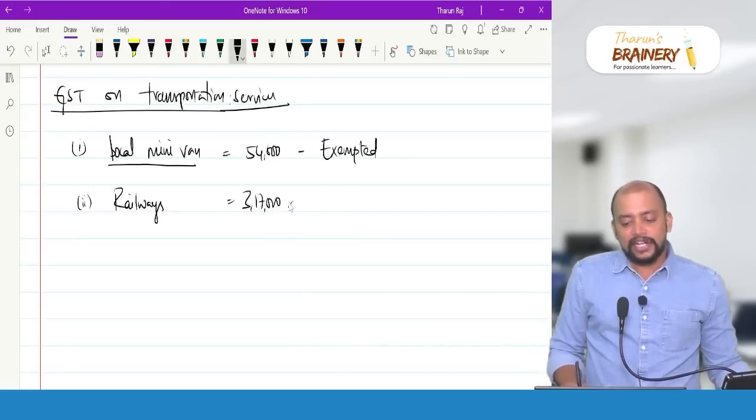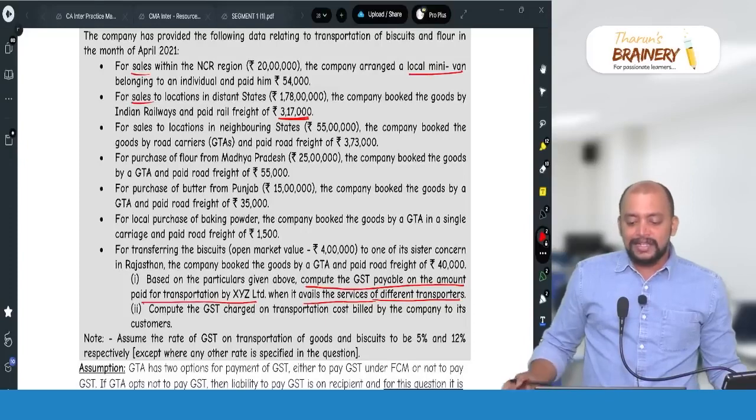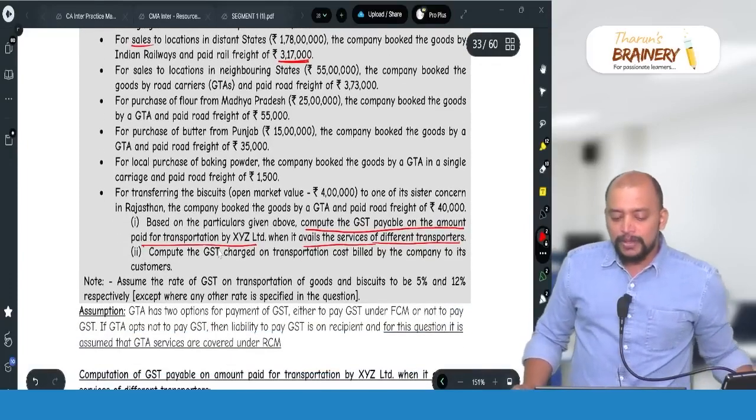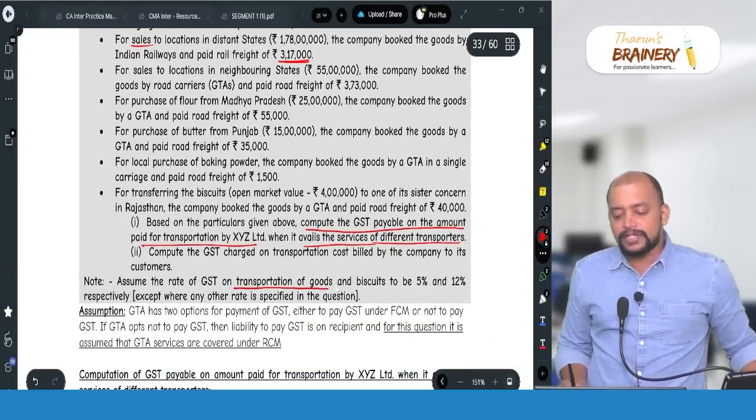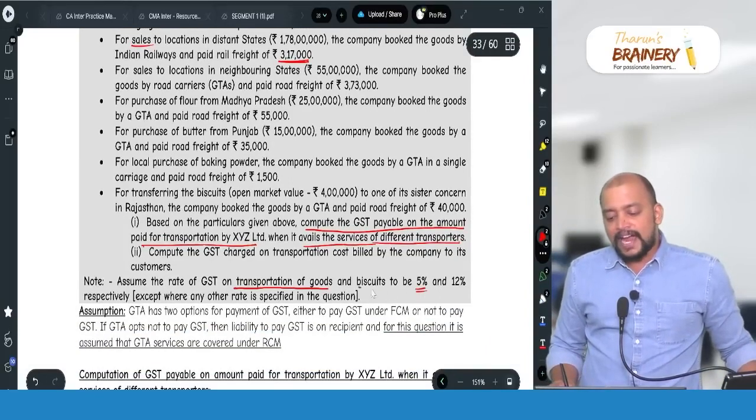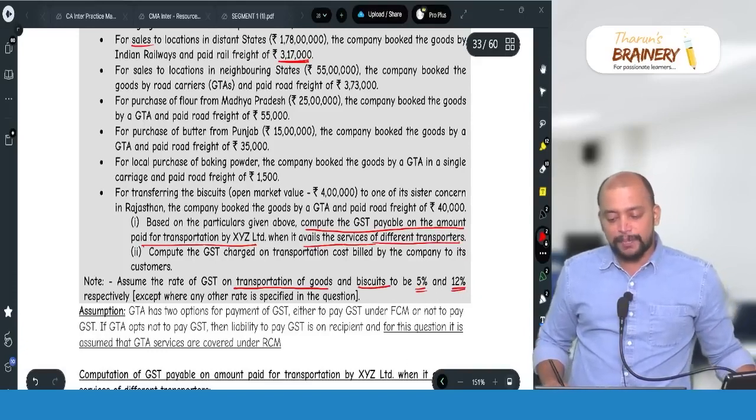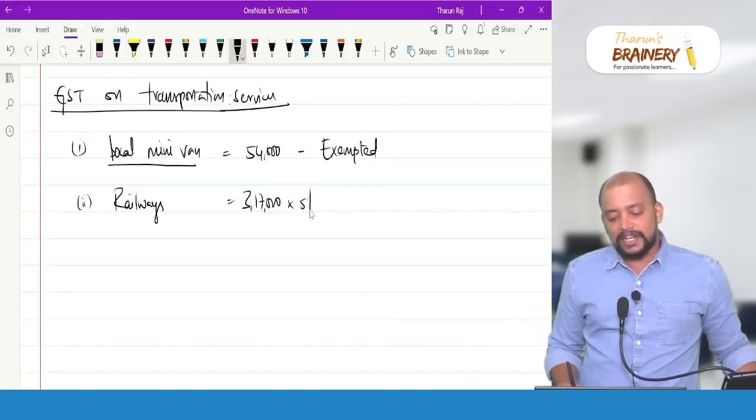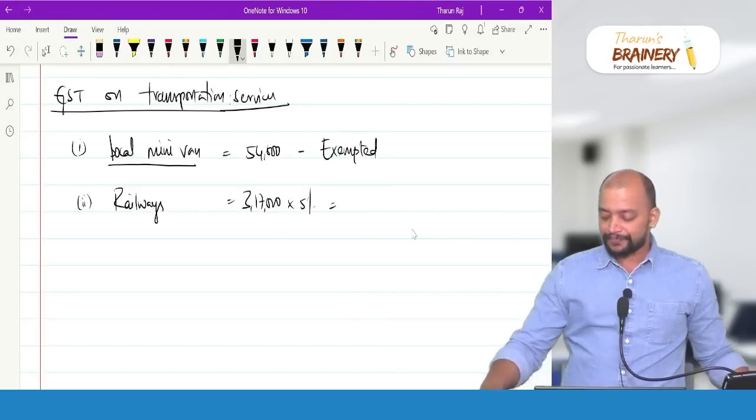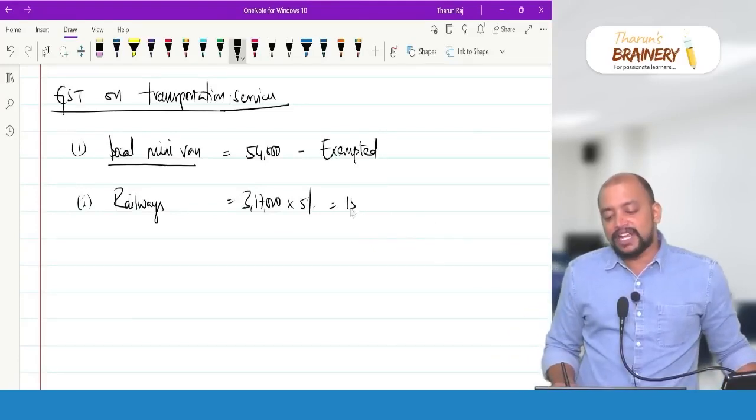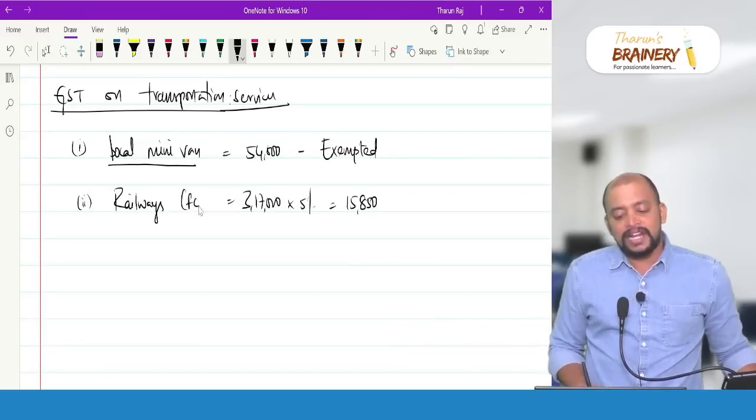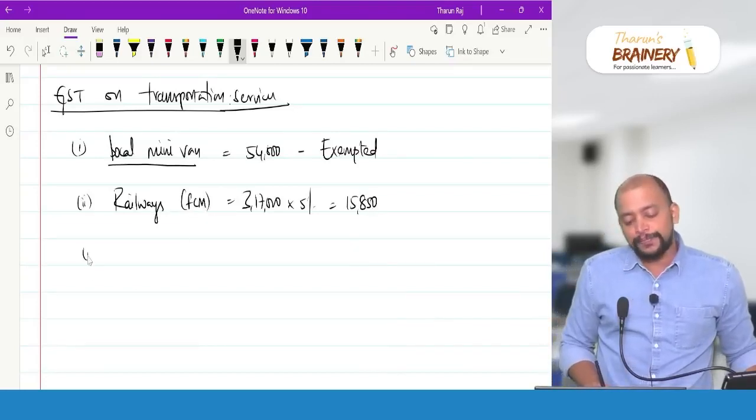And the rate of GST applicable in this case is, you can see below, assume the rate of GST on transportation of goods is 5% and biscuits is 12%. So, transportation service is 5%. So, 3,17,000 into 5%, 15,850, and transportation of goods by railways will come under FCM, not under RCM.